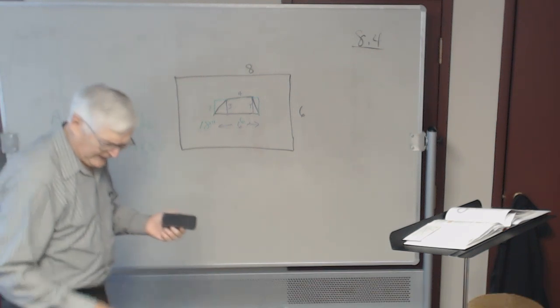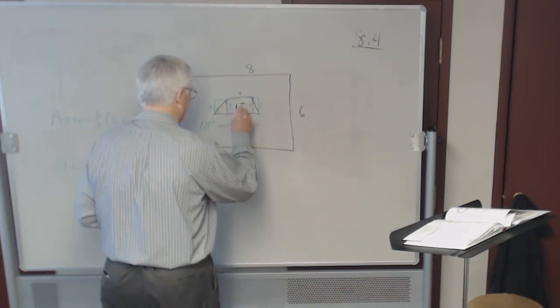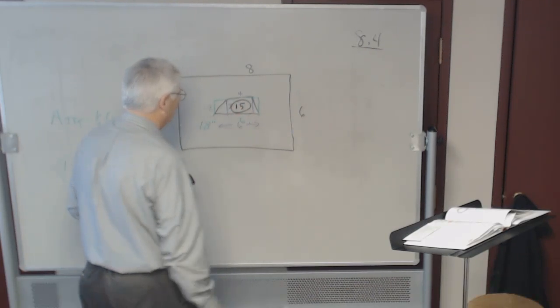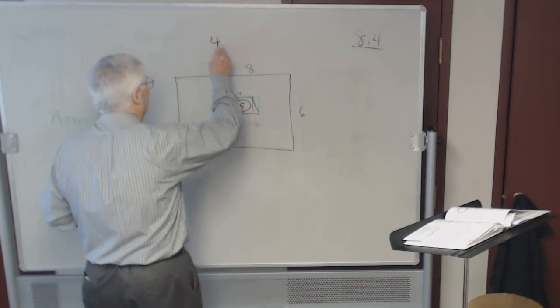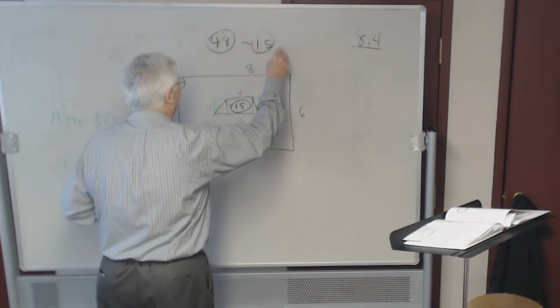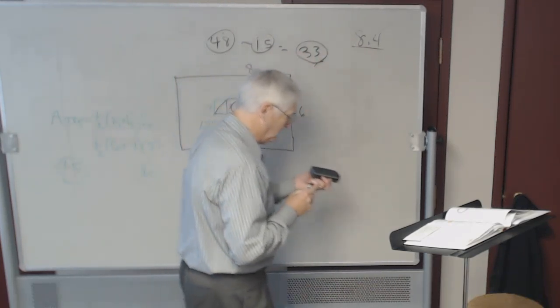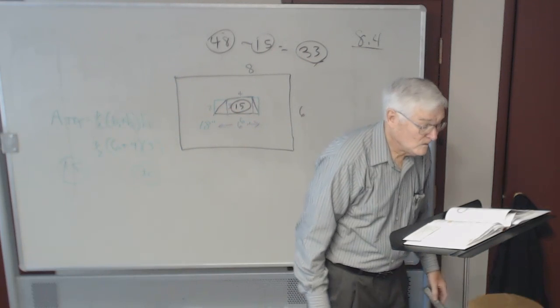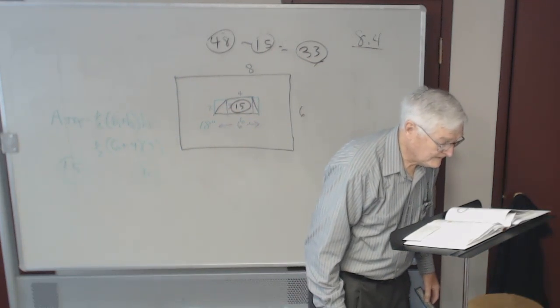So this area right here is 15. And this whole area is 48. So we go 48 minus 15, and that equals 33. And that's the area of the green region.